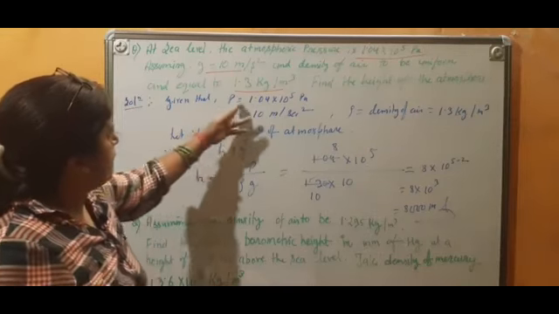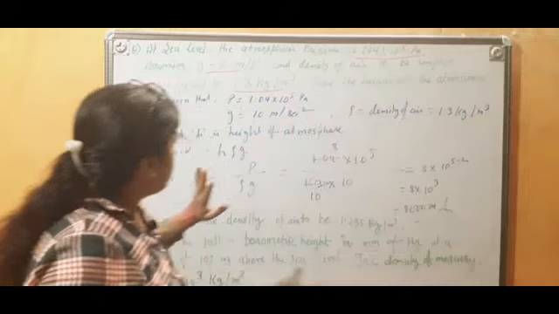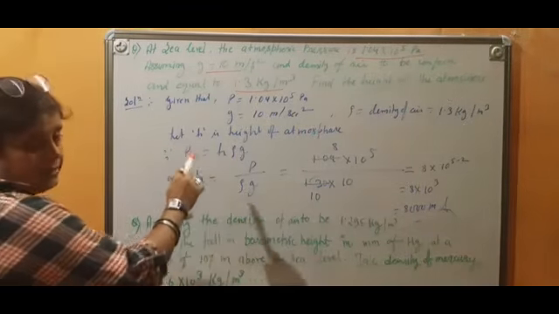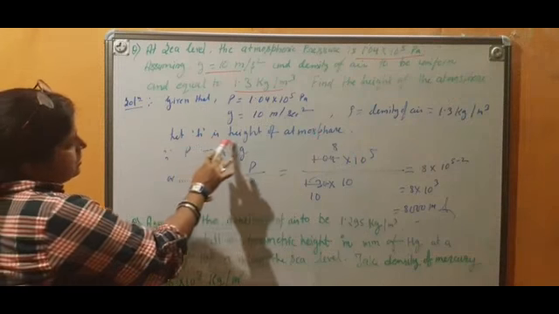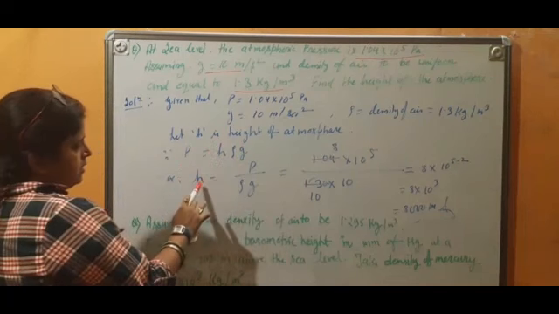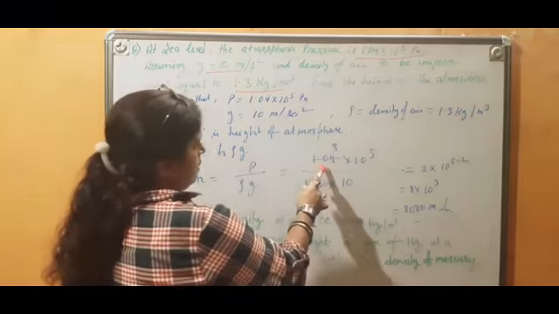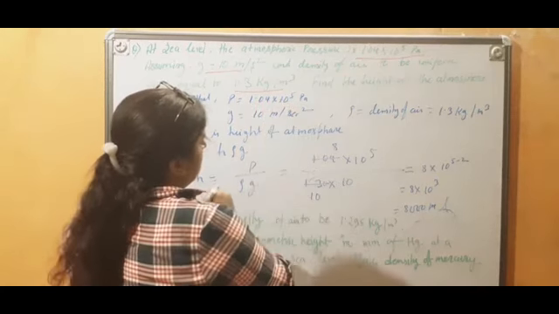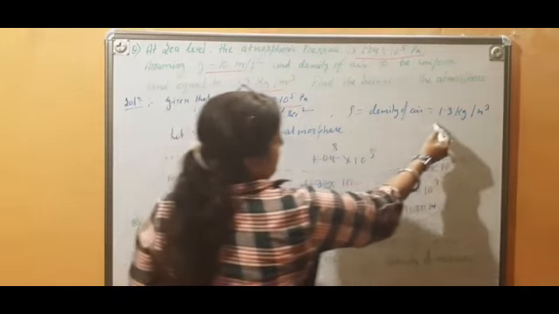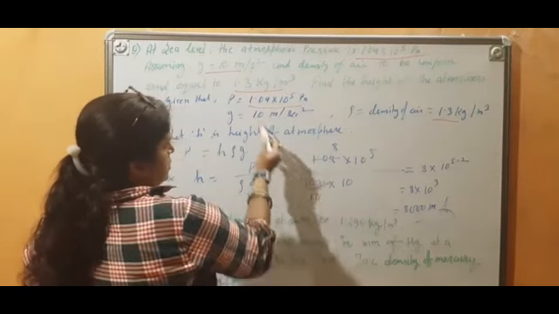So simply we have written whatever data is given, just copied. P is given, g is given, and rho is given. So I have just copied. Here rho is density of air, 1.3 kg per meter cube. Then I denoted h, I have written here, let h be the height of the atmosphere, and the formula of pressure is P equals h into rho into g. So h equals P upon rho into g. I just transferred here, put the value in place of P, 1.04 into 10 to the power 5, and in place of rho I have written this 1.3. Later on I have used this 0, I will explain, and g is equal to 10.